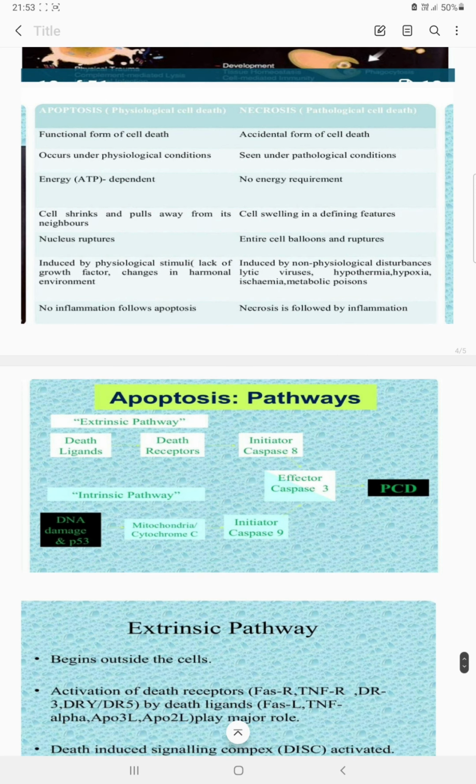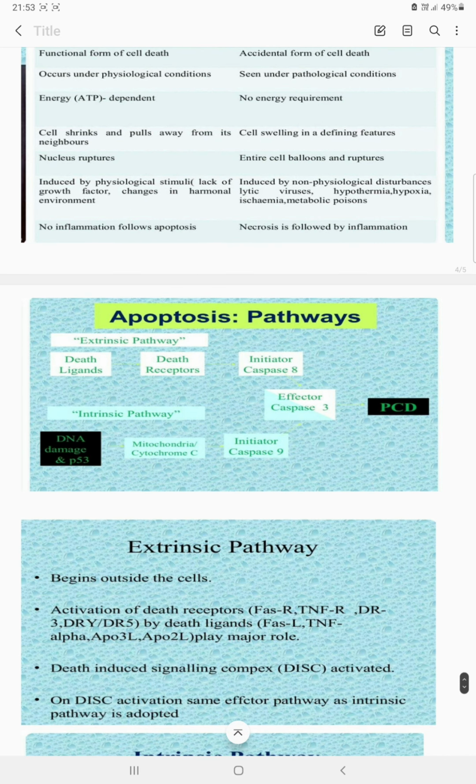Another difference is that apoptosis is induced by physiological stimuli, such as lack of growth factors and changes in the hormonal environment. Necrosis is induced by pathological disturbances like viruses, hypothermia, hypoxia, ischemia, and metabolic poisons. Another difference is that no inflammation follows apoptosis, while necrosis is always followed by inflammation.